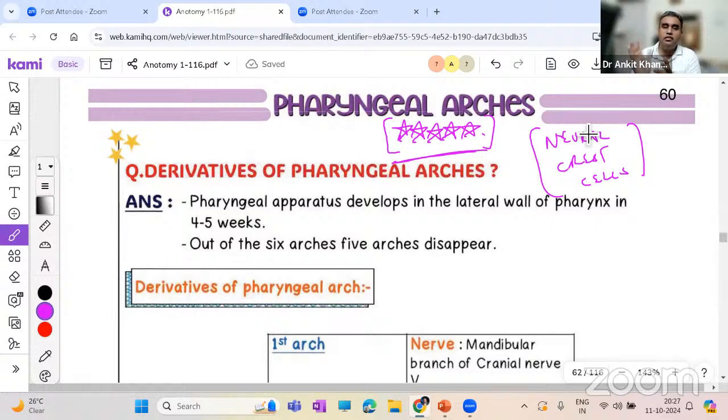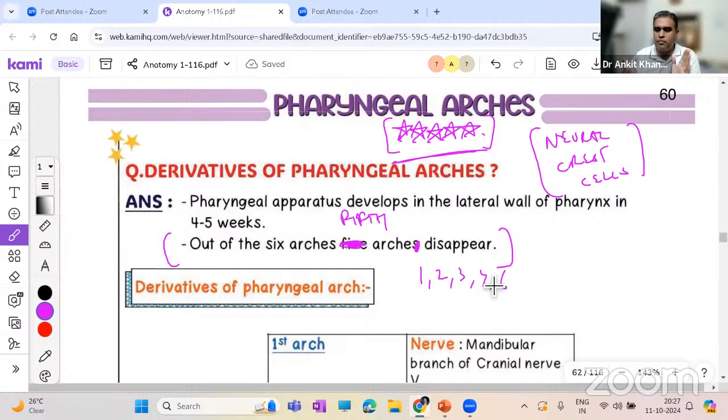Now, there are a total of 6 pharyngeal arches, but out of the 6, the 5th arch disappears. So finally we are left with 5 pharyngeal arches. If we give numbering, it will be 1, 2, 3, 4, and 6. The 5th arch disappears. Do remember that. I hope this is written in the first lines. Out of the 6 arches, it is the 5th arch that disappears. If 5 arches disappeared, only one would be left. So it is the 5th arch which disappears, and finally we have 1, 2, 3, 4, 6.